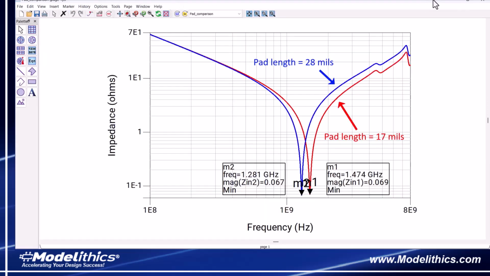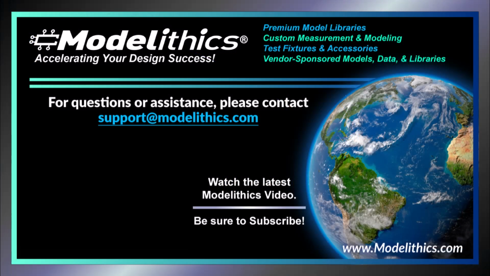This is the simulated impedance for both cases. We see that increasing the length of the solder pads from 17 to 28 mils causes the self-resonant frequency to decrease from 1.474 to 1.281 GHz. This is what we'd expect because increasing the length of the solder pads increases the inductance and thus lowers the self-resonant frequency. Well, that wraps up this video.